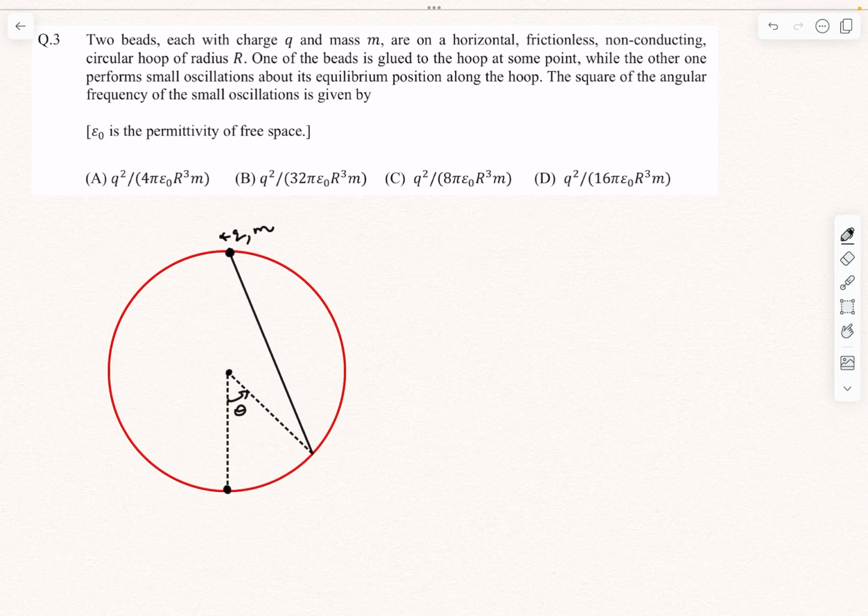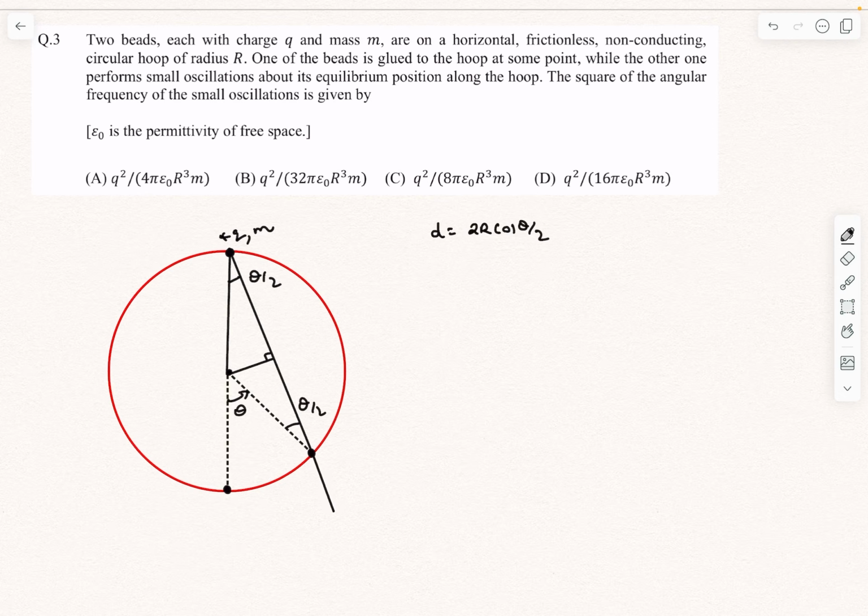Now we'll connect it to the other bead. If this angle is θ, these two particular angles are θ/2. So the distance between the charges we can easily figure out. If I drop a perpendicular over here, this will be r cos(θ/2), and this will also be r cos(θ/2). So the distance between the charges is 2r cos(θ/2). Now we can either use the energy method or the torque method. I'll just use the torque method because it's very easy to write the torque in this case.